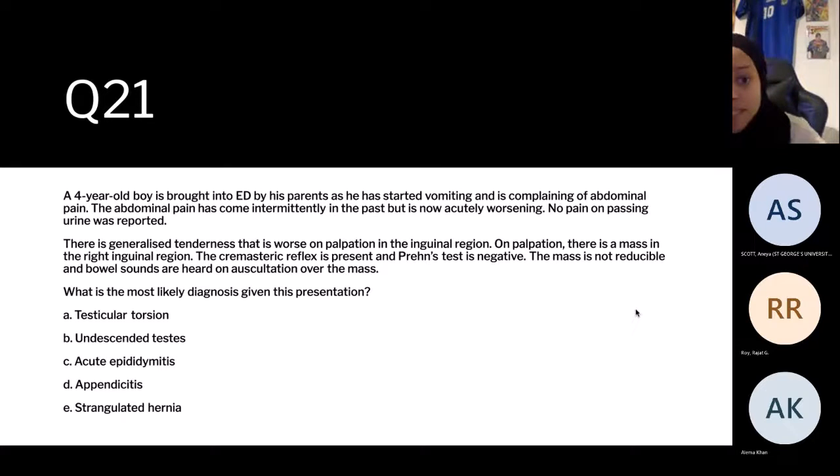With acute epididymitis, firstly, it's less likely to be in this age category. It's more likely to be in someone that's sexually active, and more likely to come from an STI. So it's less likely to be because of that. I hope that makes sense.